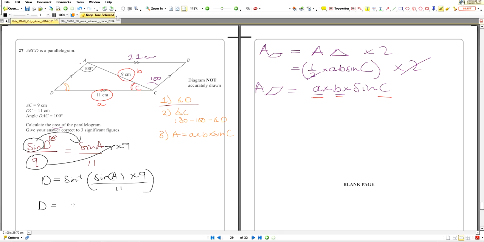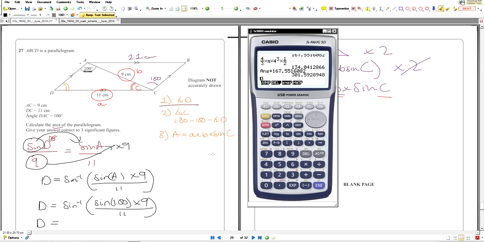So let's quickly work that out. We have sine to the minus 1 of the sine of A. Here's the A value, which is 100. Sine of 100, close the brackets, times by 9 divided by 11, close the brackets. And that will give us D. Let's see what that gives us. Let's pull up my calculator.